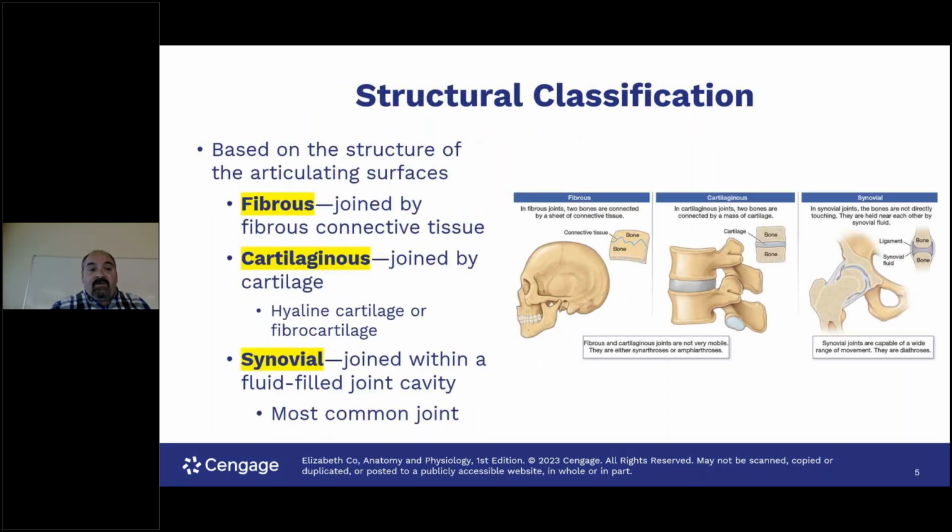Again, the structural classification: fibrous, cartilaginous, and synovial. I don't have an easy one for that. But you know what though, when you think of the synovial joint, that's the primary joint. That's that freely movable joint. So when I say a joint is a synovial joint, are synovial joints also diarthroses? Yes, they are. Okay, so that's what you also need to realize.